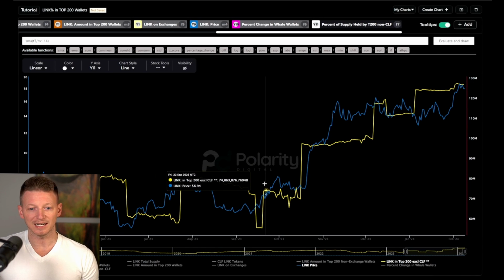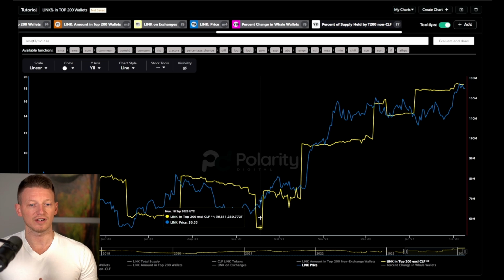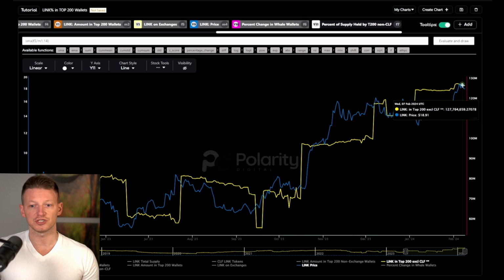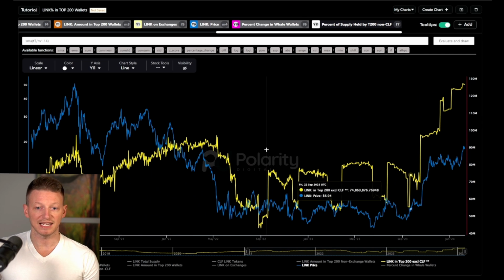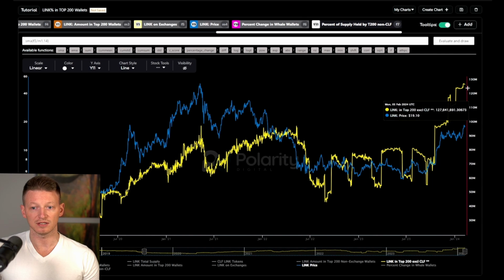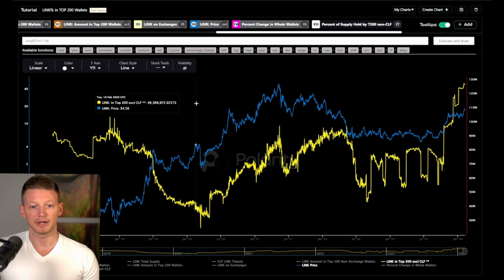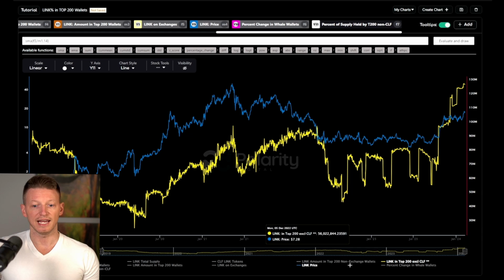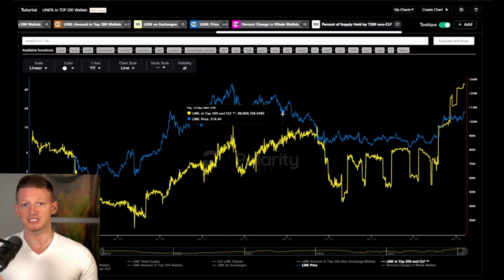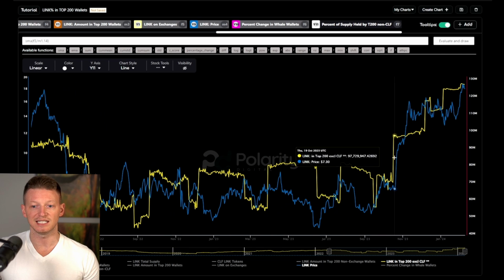But what happened at that time? We actually saw the number of Link in these top 200 wallets, excluding the Chainlink Foundation, go from around 56 million all the way up to 127 million. So we have seen a massive increase. Look at the number of Chainlink in these whale wallets and compare that to any time in the past. They actually hold a larger percentage of the supply right now than they have at any point in the past, and they continue to accumulate.